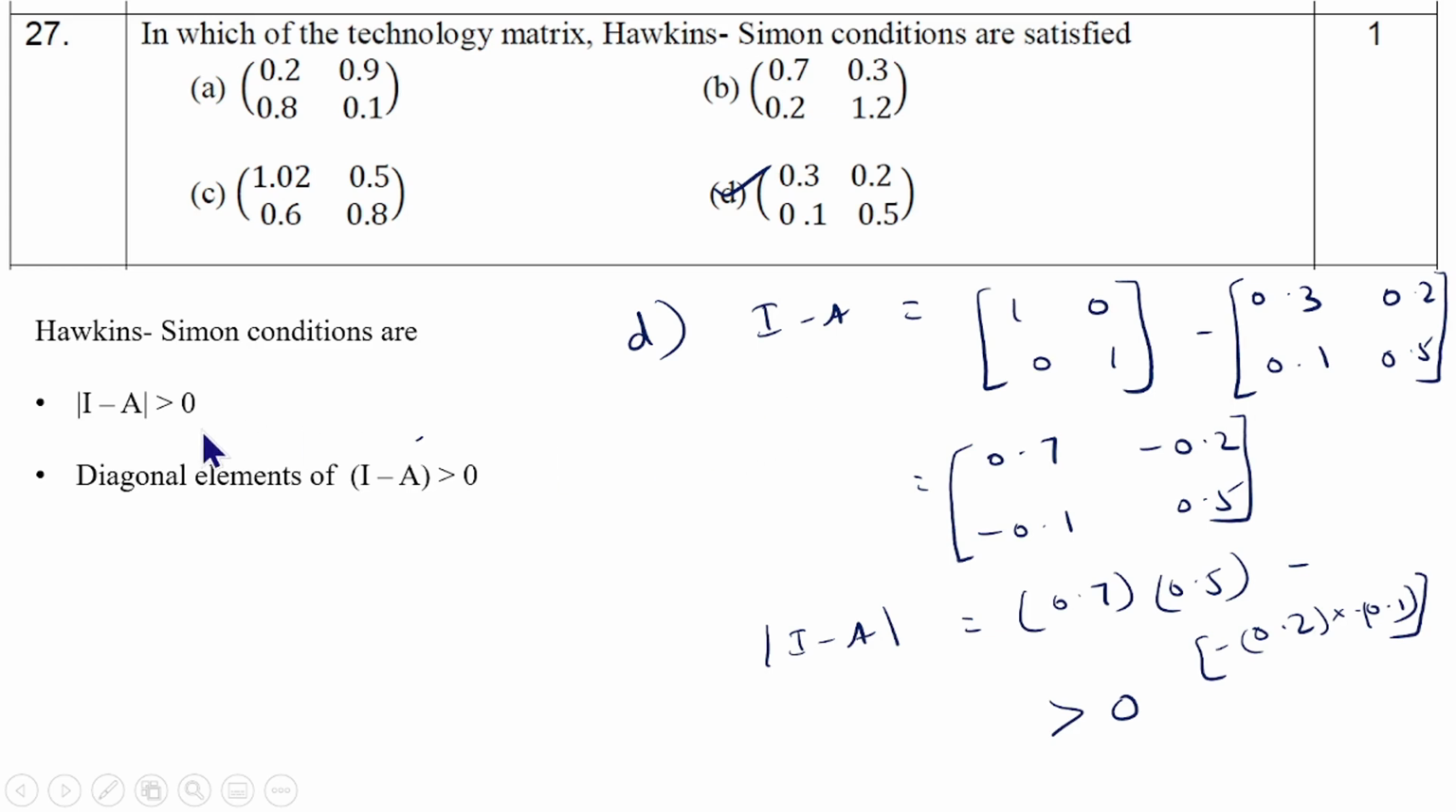So we have to check whether the determinant of I minus A is greater than 0 and the diagonal elements of the matrix I minus A are more than 0. So these two conditions are satisfied for this technology matrix.